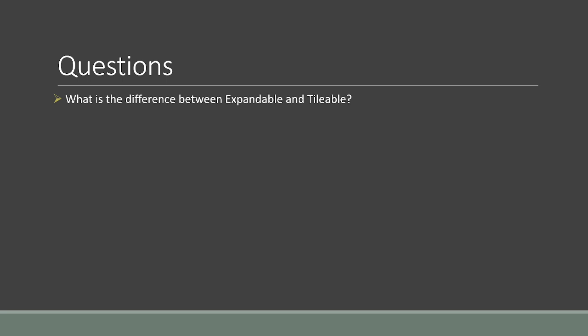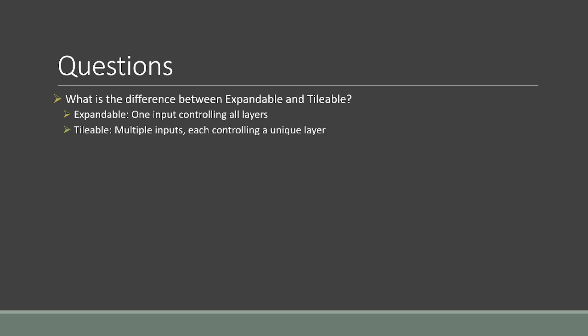So the main question is, what is the difference between expandable and tileable? Now, for expandable, there is a condition that states that we have one input that controls all layers. But then for tileable, it is multiple inputs, and each input corresponds to its own unique layer and controls it. So you see the difference. Expandable only has one input, tileable has multiple inputs, and expandable controls all the layers, but then tileable only controls itself, not the other ones. So you see the difference already, hopefully.